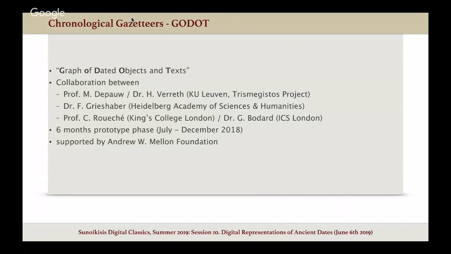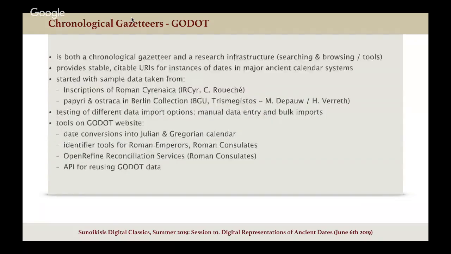So Godot is an acronym for Graph of Dated Objects and Texts. It's a collaboration between Trismegistus in Leuven and Charlotte Rocher in London, with some support by Gabriel Bodard also. We have just finished the 6-month prototype phase, supported by the Mellon Foundation.